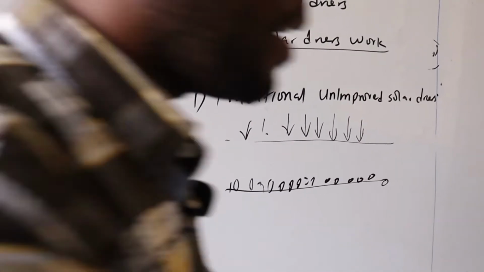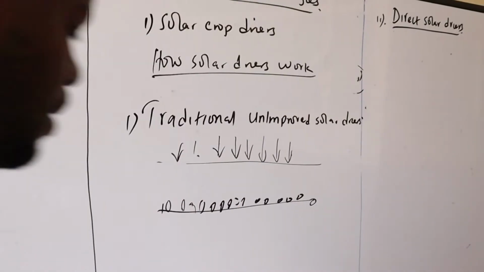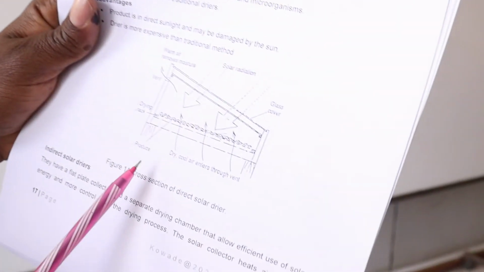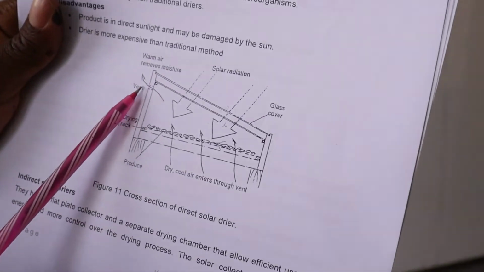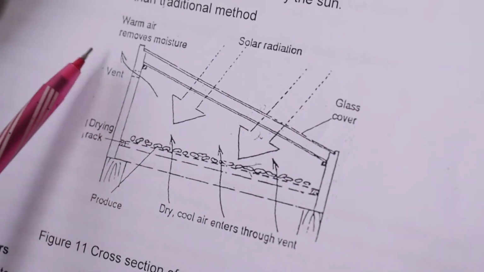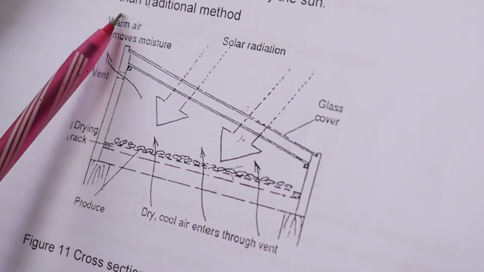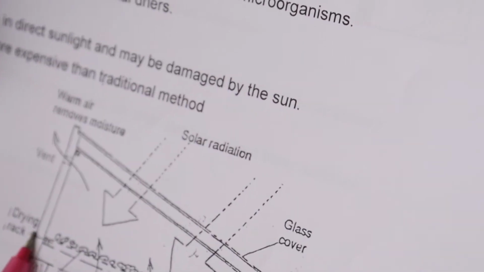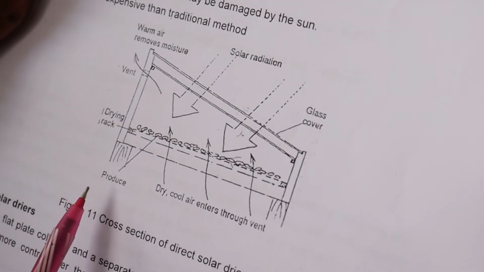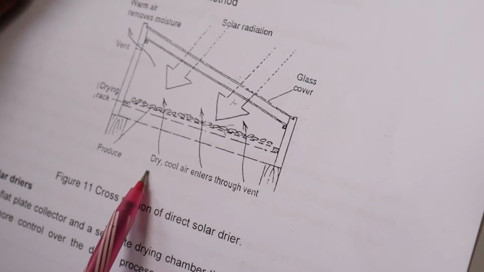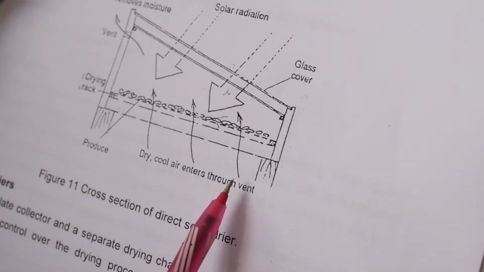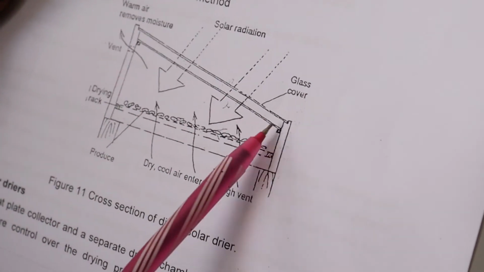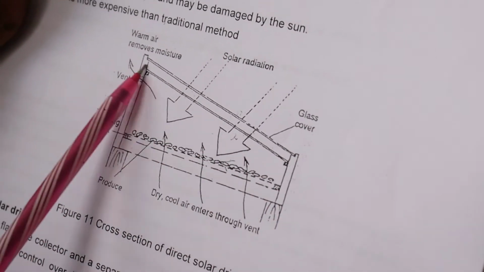So the direct solar dryers usually work like this. We have warm air removed through the vent. Warm air removes the moisture, and the solar radiation gets in. This is the tray or the drying rack where we have the produce. Then the dry, cool air enters through the vent. Then this is the glass cover, just like what we talked about in the greenhouse effect.